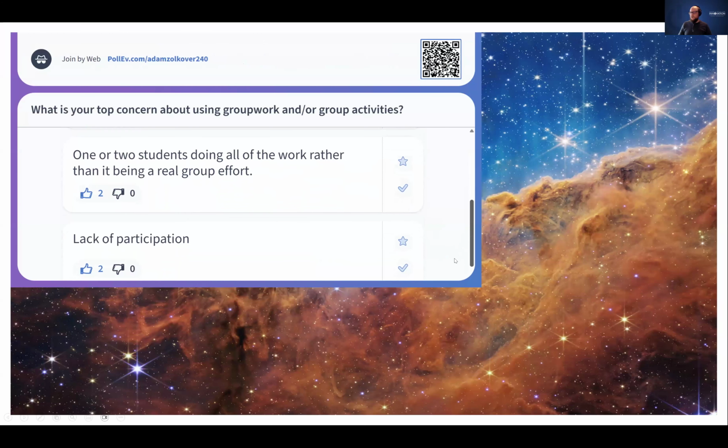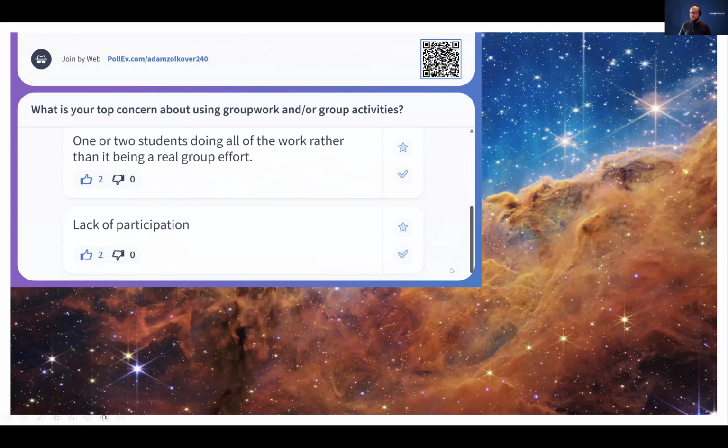One or two students are doing all of the work rather than it being a real group effort. Lack of participation. I'm seeing lots of lack of participation or unequal participation, and I'm hoping that that is something that we can talk about today, because I think that that has been a really big challenge for all of us who are presenting here. So we're going to talk a little bit about our concerns, which I think mirror the concerns that you've noted here. And then we're going to come back around to have a discussion at the end, I hope, in a way that will help you and in turn help us address some of this.